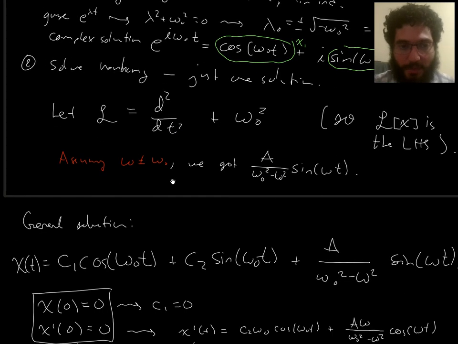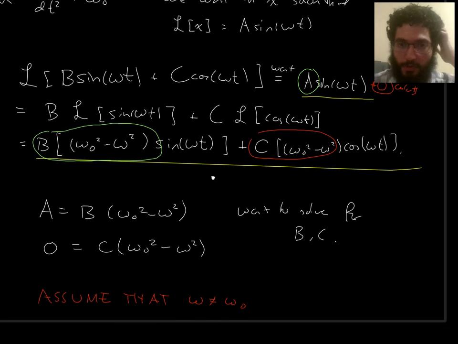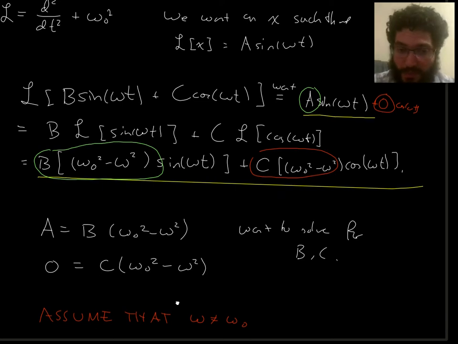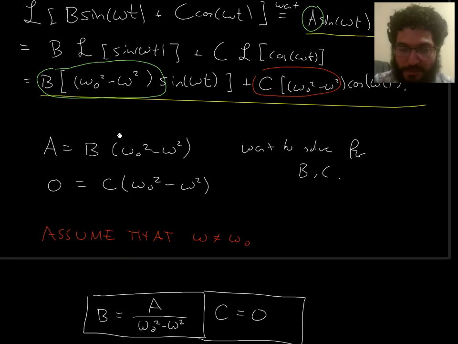And we came up with something, but it required assuming that omega is different from omega naught. That's because in the middle of our work, while we were trying to get a particular solution, we ended up with a system of equations where here B and C are our undetermined coefficients for the method of undetermined coefficients. And to proceed from here, we really needed to be able to divide by omega naught squared minus omega. And that requires that omega not equal omega naught.